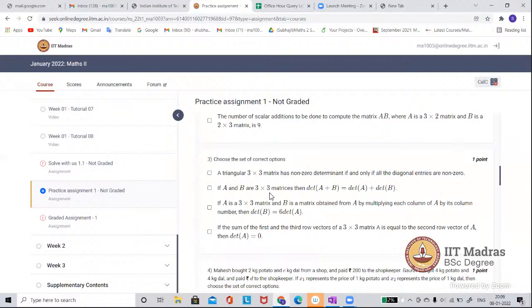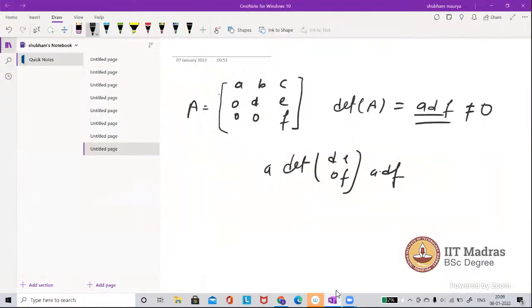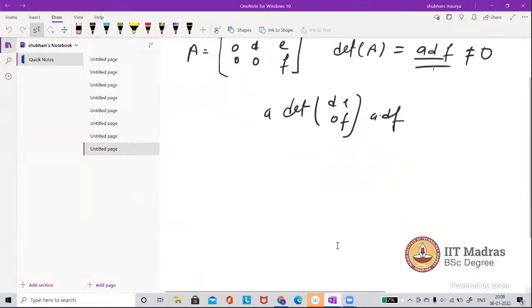The second option: if A and B are square matrices of order 3, then the determinant of A plus B equals the determinant of A plus the determinant of B. Actually, this is not true. You can take any square matrix of order 3, like a diagonal matrix itself, or maybe any other.